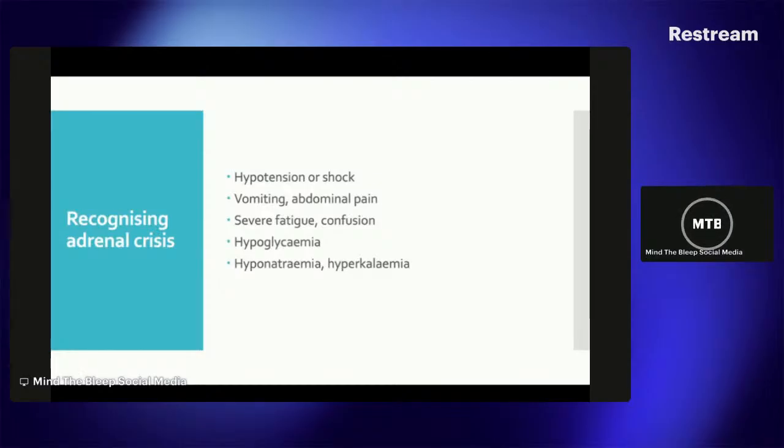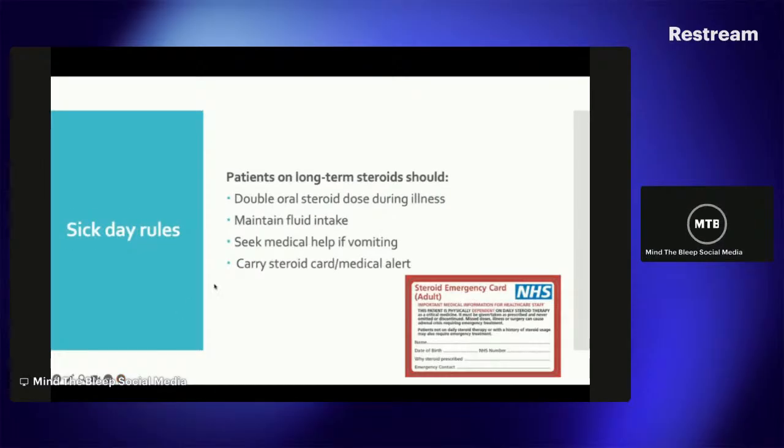And in terms of recognizing adrenal crises, the common symptoms that you might see would include hypotension, shock, vomiting, abdominal pain, severe fatigue, confusion, hypoglycemia, hyponatremia, or hyperkalemia. And if you see a patient with hypotension that is not resolving even with the fluid administration, you should have adrenal crisis in the back of your mind. And here we have in the bottom corner an example of the steroid emergency card that I've mentioned that some patients might have.